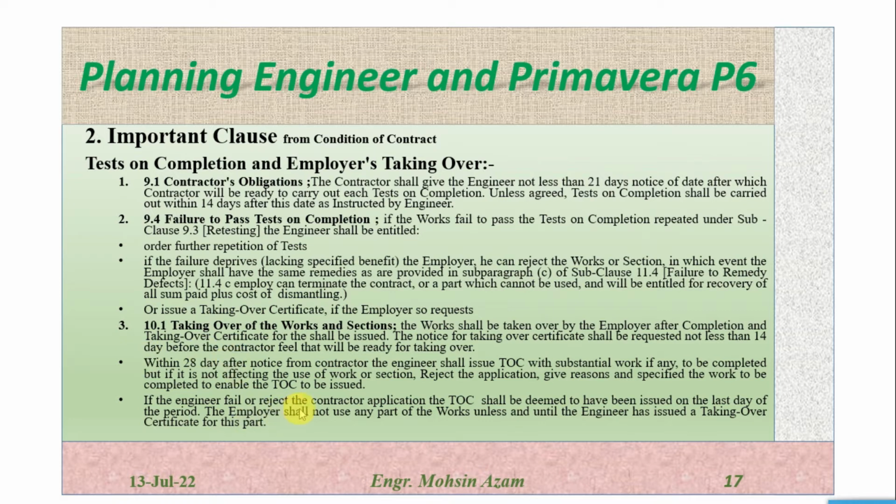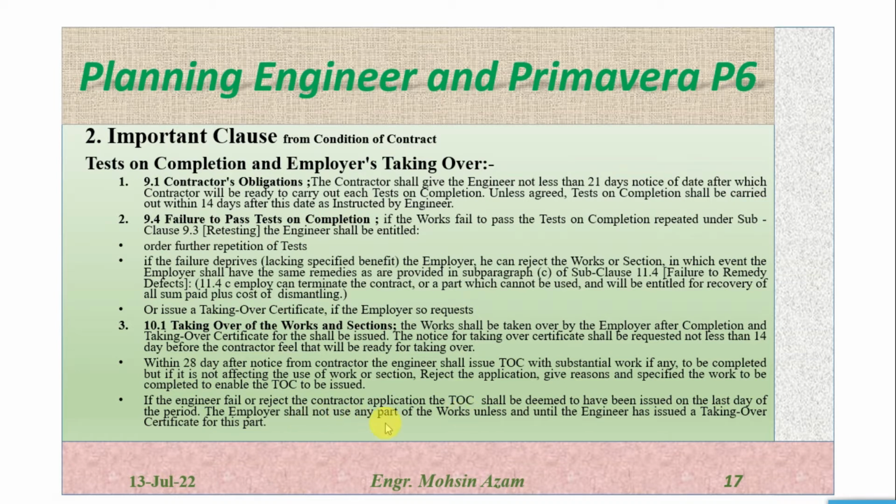If the engineer fails or rejects the contractor's application, the TOC shall be deemed to have been issued on the last day of the period. So if the engineer fails to issue the TOC to the contractor on the last day, the contractor can consider that the TOC is issued.